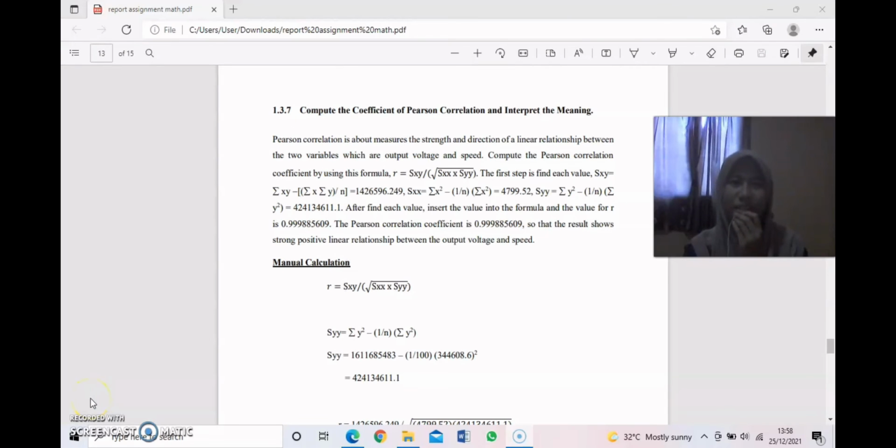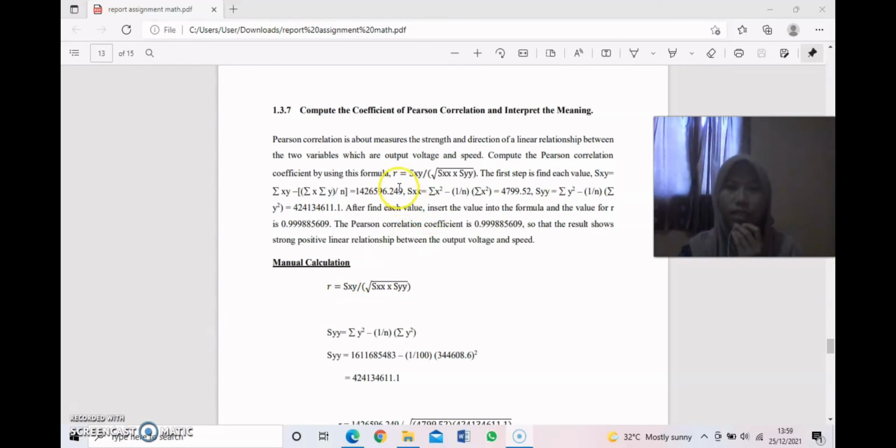That's all from me. Thank you. Good afternoon. My name is Nisha binti Al-Halil, and now I will compute the Pearson correlation coefficient and interpret the meaning. First of all, Pearson correlation measures the strength and direction of the linear relationship between two variables. In our assignment, we use output voltage and speed.